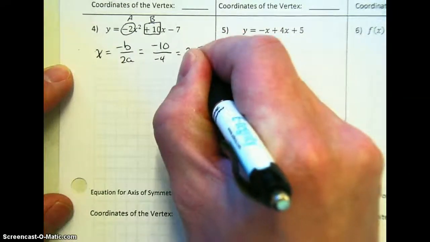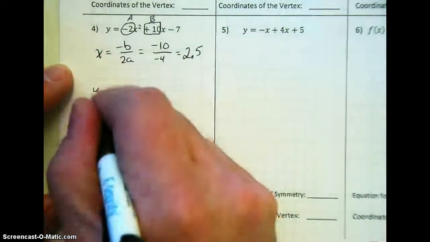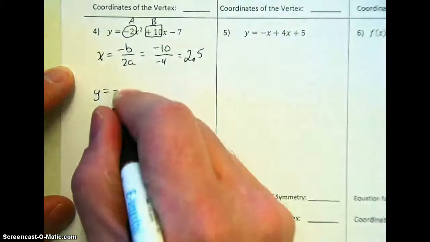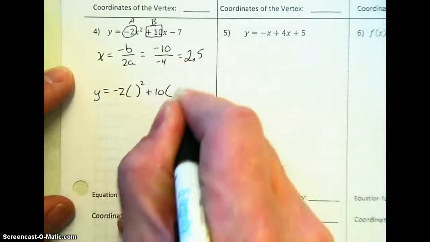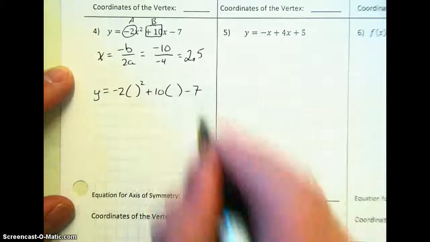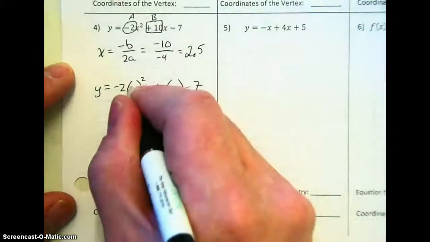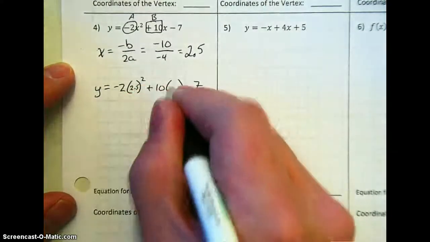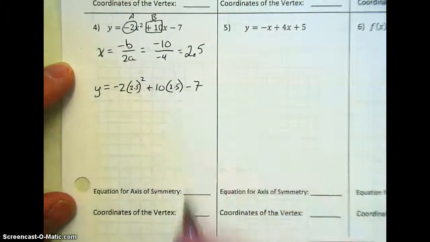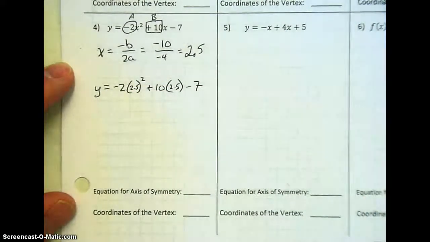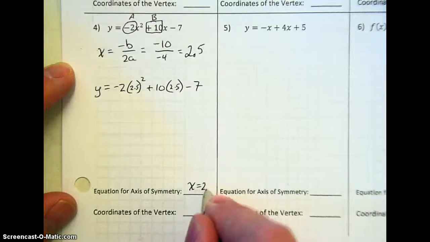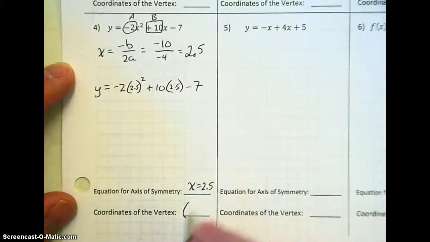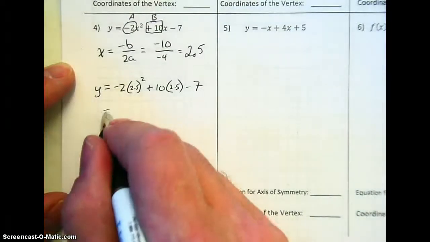We get this nice decimal there, 2.5. So we go y equals negative 2 times x squared plus 10 times x minus 7, and we're going to put that 2.5 in for our x value here. That's going to give us the y value of the vertex. So we found the axis of symmetry is x equals 2.5. That also tells us the x-coordinate of our vertex is 2.5. Then we crank that out and we get the y value.